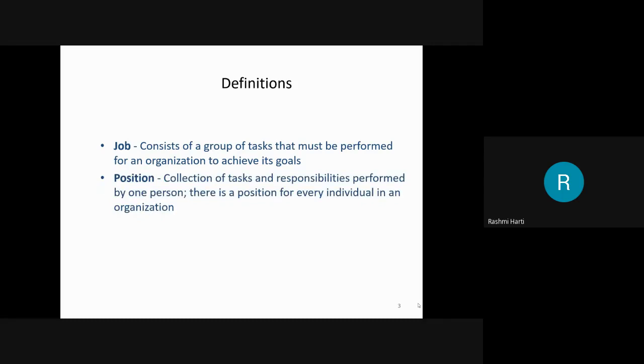Now when I say position, it consists of a collection of tasks and responsibilities performed by one person. So if I say a particular position, that position describes the collection of various tasks that particular person will be doing, as well as the responsibility held by that person. That is called a position. So position tells where an individual fits within an organization.